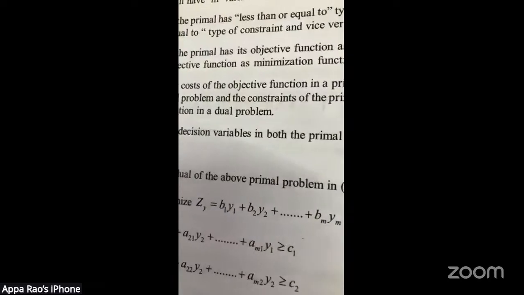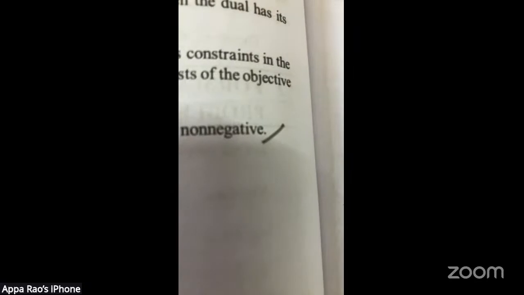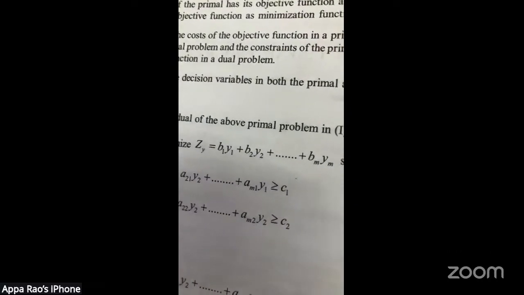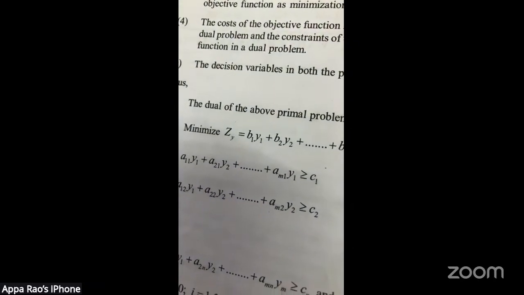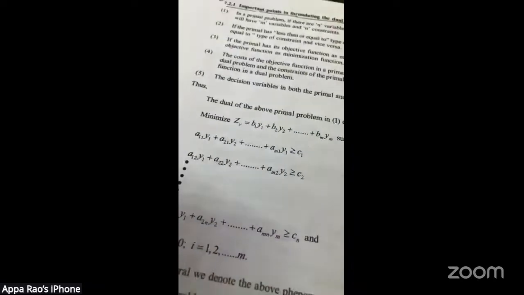The costs of the objective function in a primal problem will become the constraints in the dual problem, and the constants of the primal problem will become the costs of the objective function in the dual problem. The decision variables in both the primal and dual are non-negative, meaning all must be positive numbers.